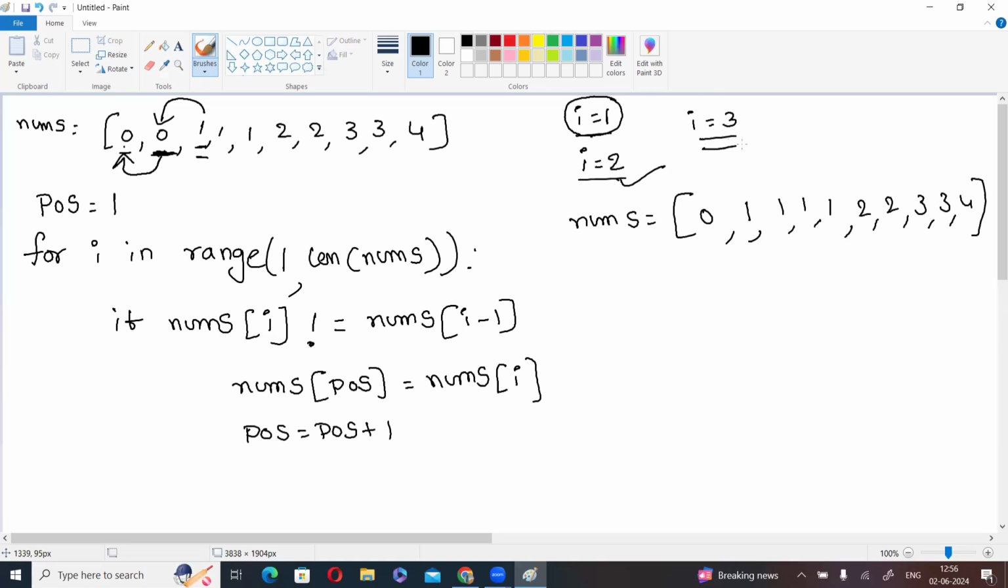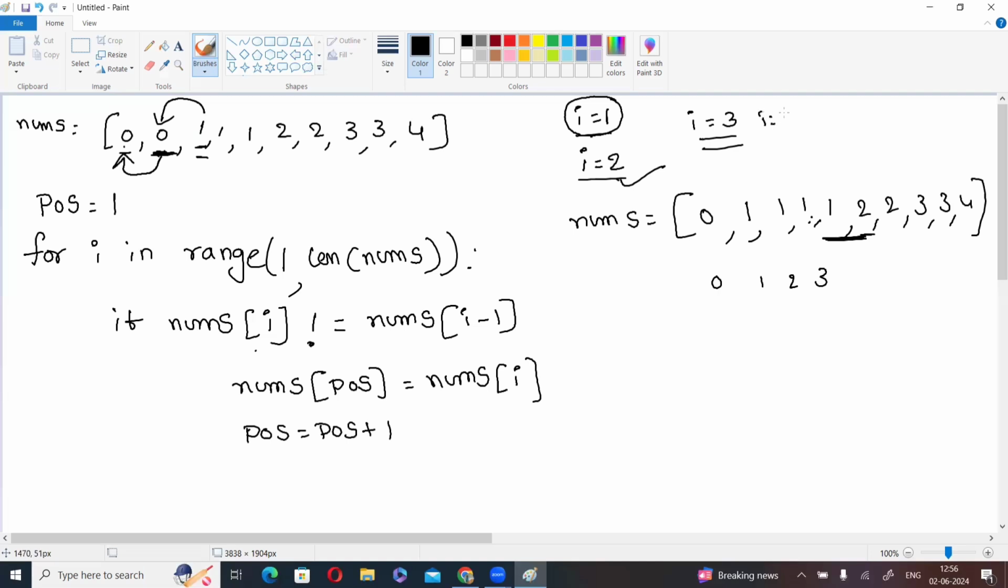I is equal to 3. What is the I value? 3. Nums of 3. This is 0 position, first position, second position, third position. 3 is at 3, 1. 1 is not equal to 1? So, condition failed. Next, 2 is not equal to 1. Yes. Next iteration.